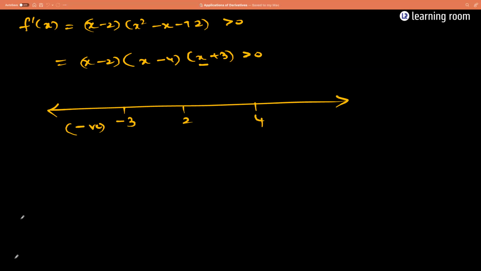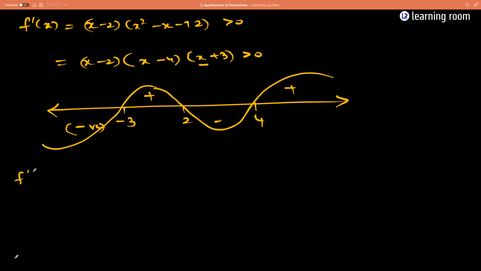Take any number. I'll put 0. So if I put 0, I'm getting a positive value. And between 2 to 4, negative. And greater than 4, positive. So the curve, the wave will come like this.